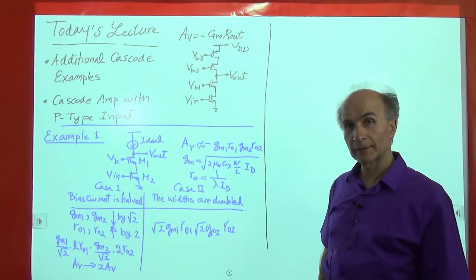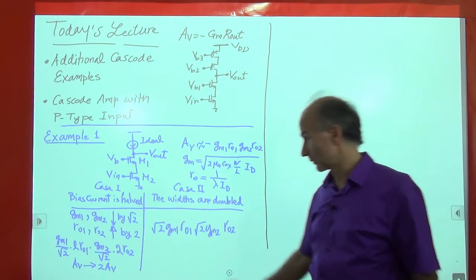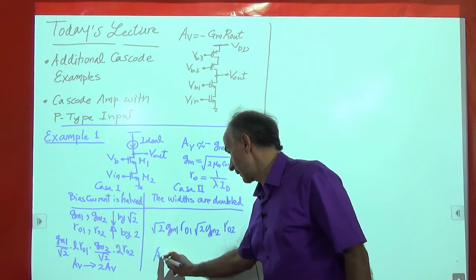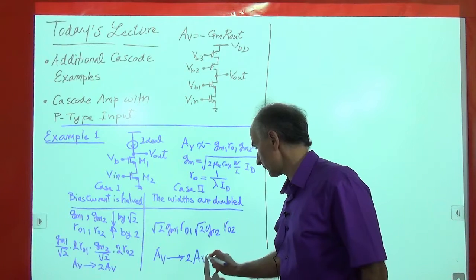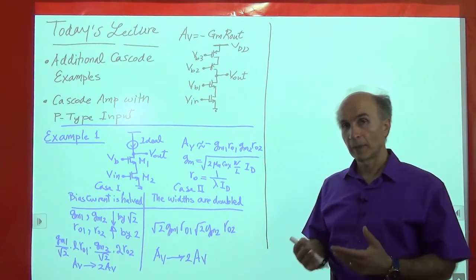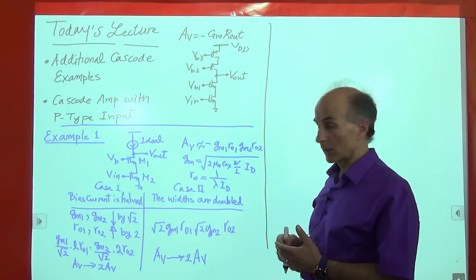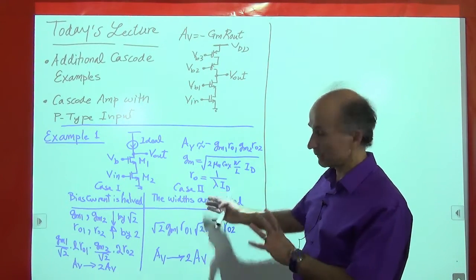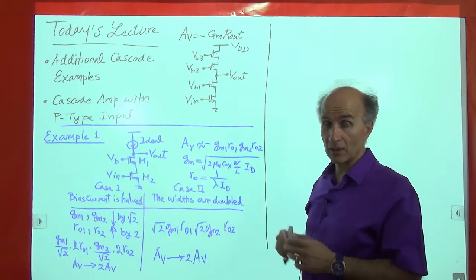So now in this case also, the voltage gain has gone up by a factor of 2. AV has gone up to 2 AV. That's an interesting trend that we see. Depending on how we choose our dimensions, we can play with the width of the devices, we can play with the bias current, and adjust the gain in some direction.